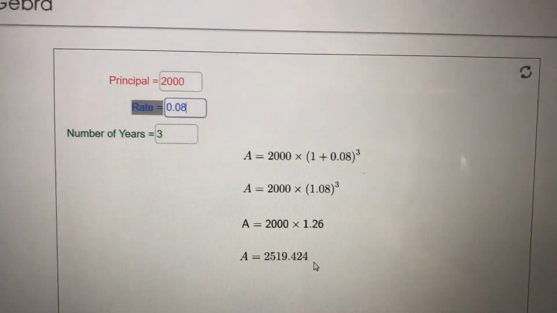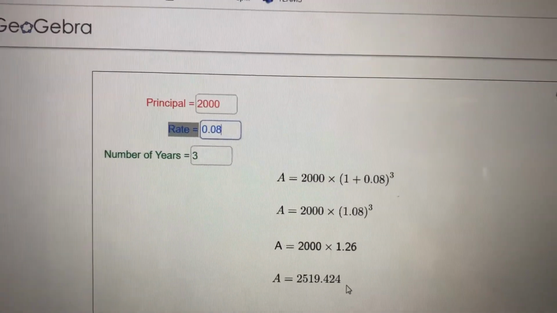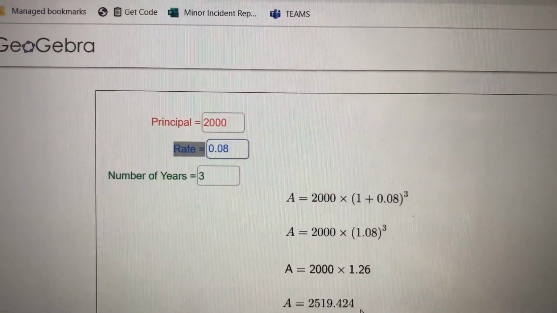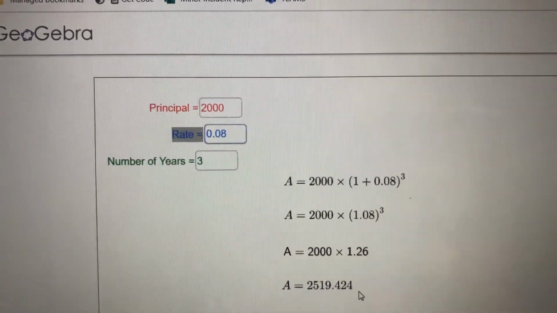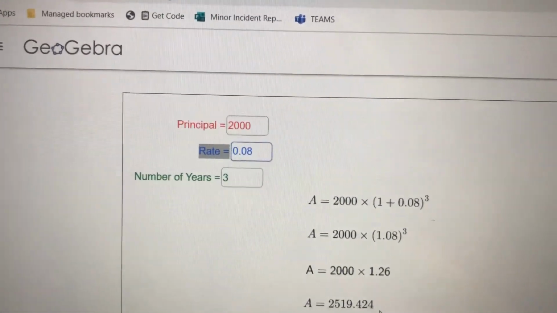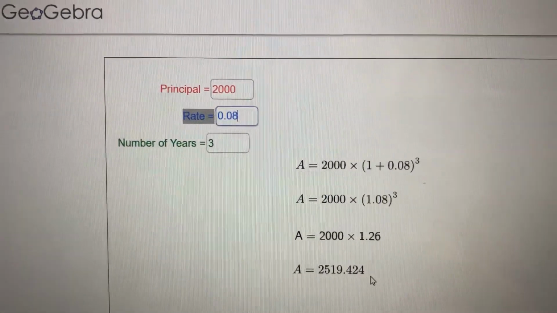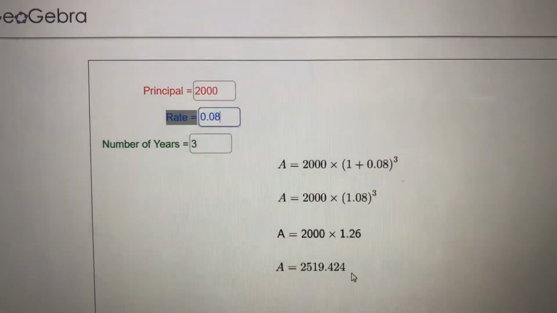So I hope that helps with a few reminders. Again, make sure you're changing the percent to a decimal. Make sure that you are rounding correctly. Make sure you're using the proper formula. Make sure you're reading the question carefully so that you know if it's asking for interest or if it's asking for the new total amount.